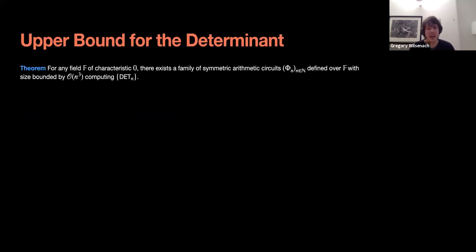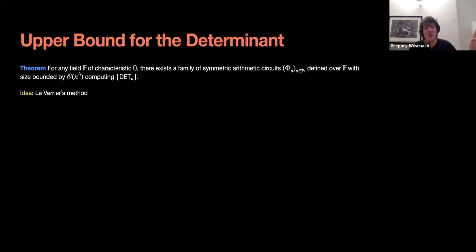But now, I've been talking a lot about background. Perhaps I should actually start talking about results. Well, mixed in with some background. So before we get to the lower bound, let me talk about the upper bound. So the result for the determinant is that if F is a field of characteristic 0, then there are families of symmetric arithmetic circuits that compute the determinant over F that are cubic in size.